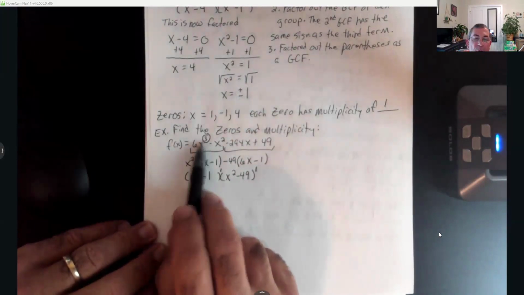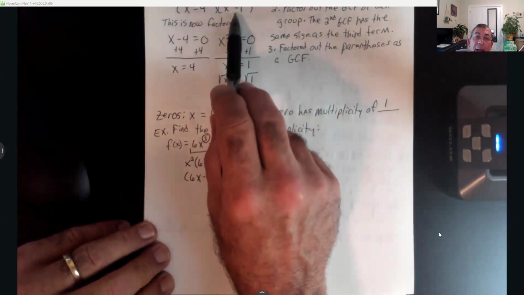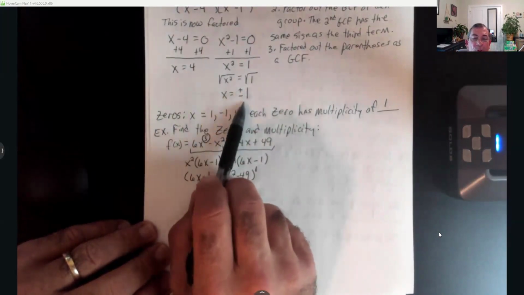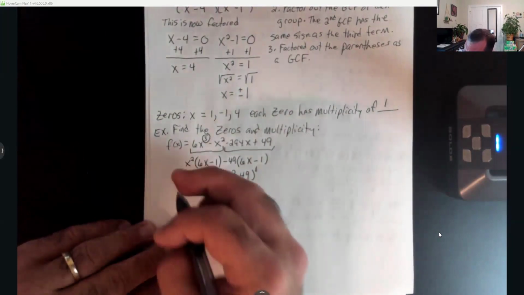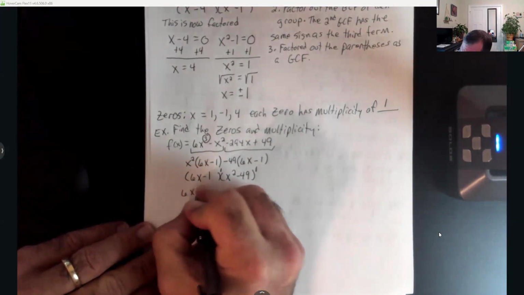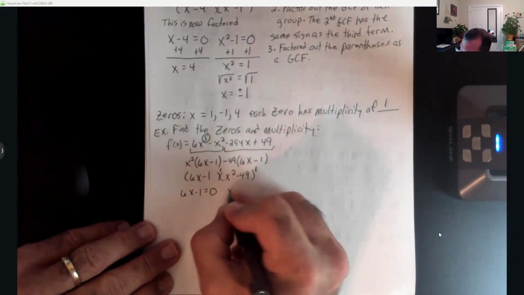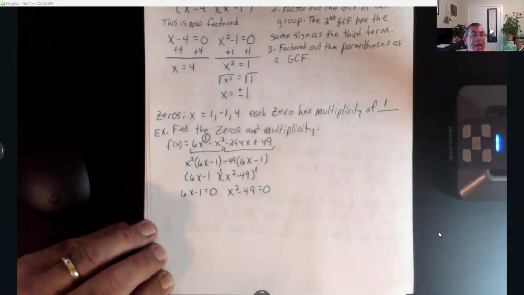Now, y'all, are y'all noticing that the biggest exponent is telling me how many zeros I get every time? Up here, I had an x cubed. I got 3 zeros: 4, 1, and negative 1. Here we had an x cubed. We're going to get 3 zeros, okay? So set 6x minus 1 equal to 0. And then set x squared minus 49 equal to 0.